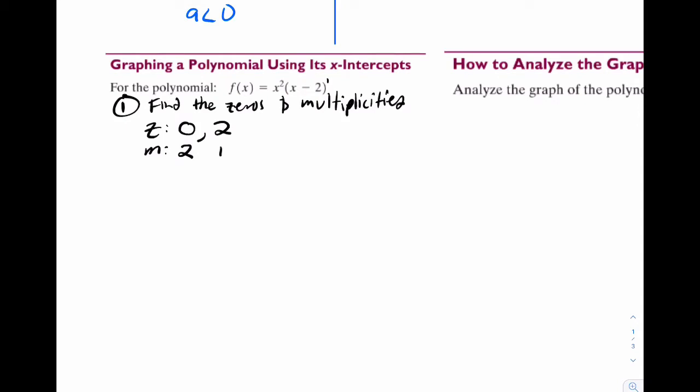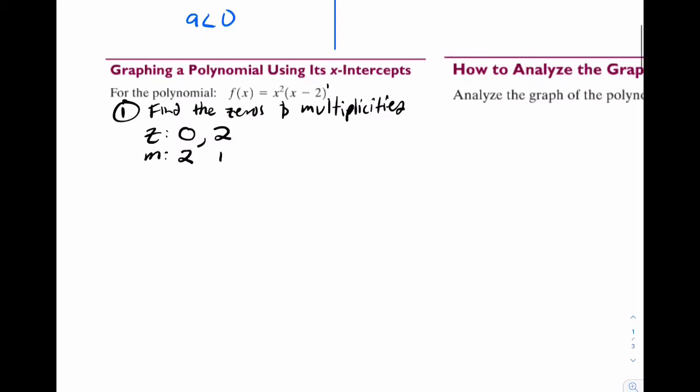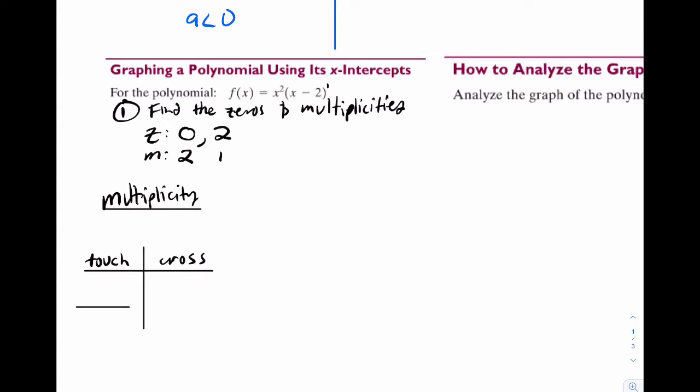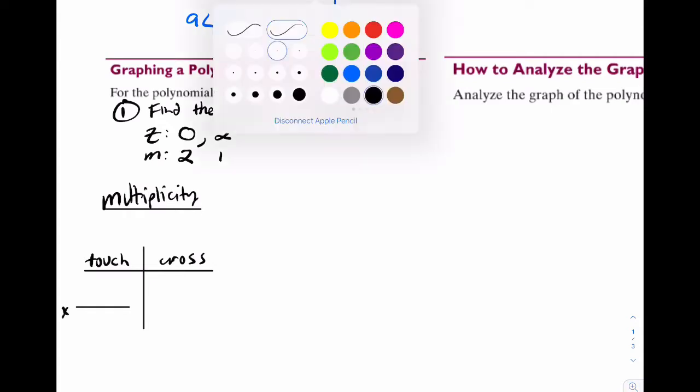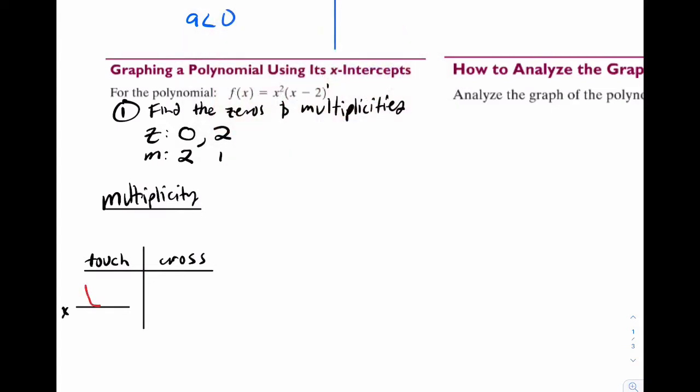Now from there, we're going to go into something called touch or cross. For multiplicity, two things can happen. It'll touch or it'll cross. What that means in terms of our graph is that on the x-axis, if you imagine this is the x-axis here, touch is like a parabola, meaning it'll lightly touch it once and bounce back up like that. Cross is going to mean it literally crosses through the axis, so something like this.